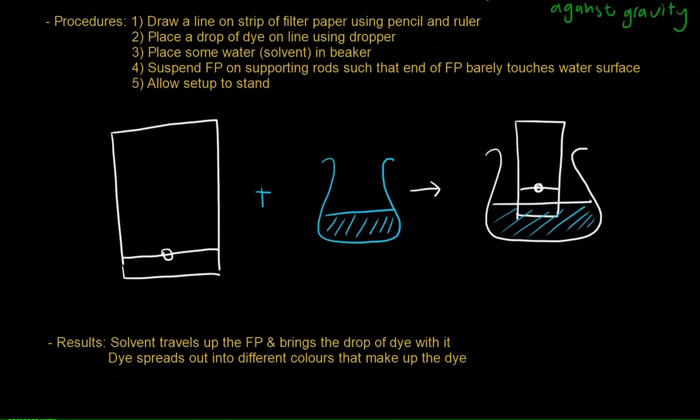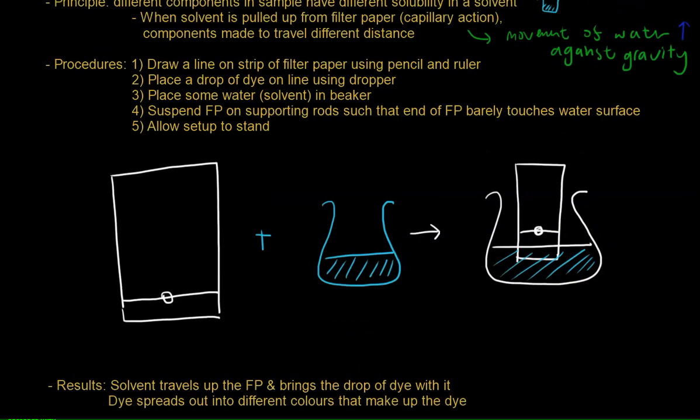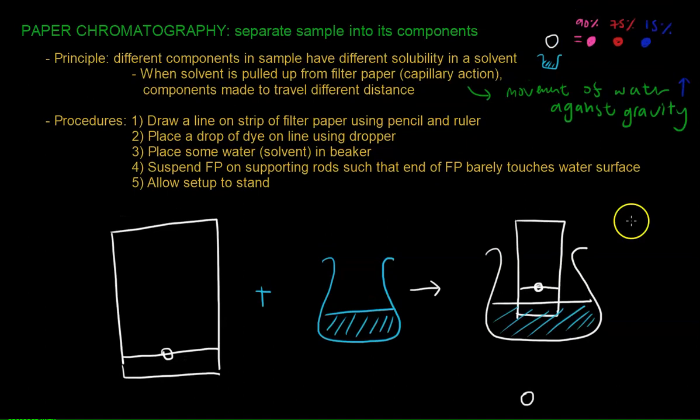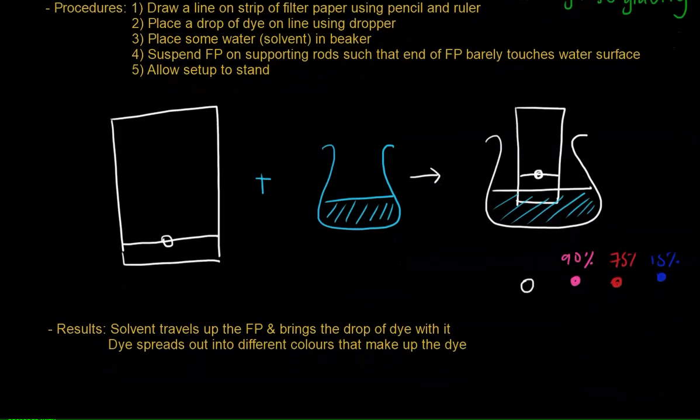The result is that the solvent will travel up the filter paper and bring the color of the drop of dye with it, and the dye will spread into the different colors that make up the dye. Remember I told you that this special black dye is made up of, I'll just rewrite it here so you can see: pink is 90%, which means it's very soluble in water. Red is 75%. Blue is only 15%, for example. So you can see how well they bind to the water.